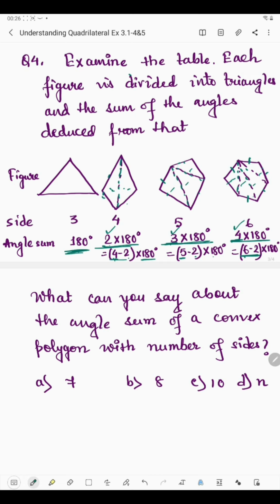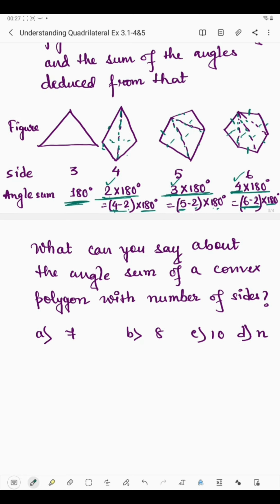Okay. Similarly, for a pentagon, what have we done? We have just counted the number of sides. So it's 5. So 2 should be subtracted from 5, which is the number of sides, into 180 degrees to get the sum of the angles of the pentagon. To get the sum of the angles of a hexagon, we just counted the number of sides, which is 6. Now again 2 should be subtracted from 6 and then this should be multiplied by 180 degrees to get the sum of angles of a hexagon. Okay. So this is the angle sum property of a polygon.